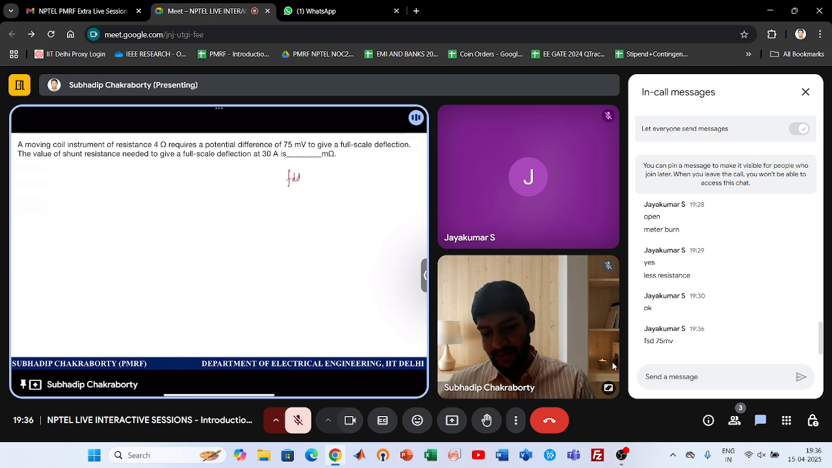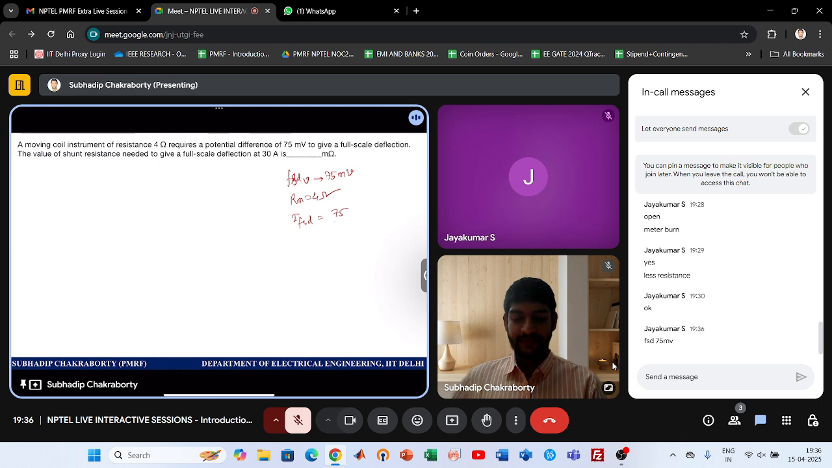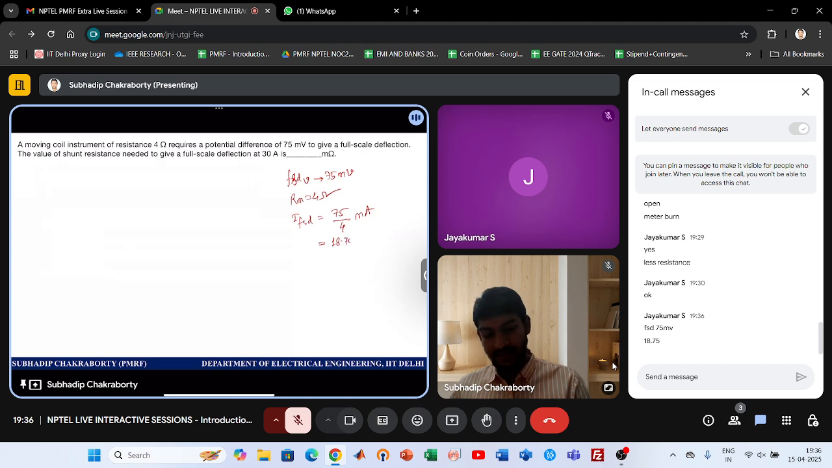Full scale deflection voltage, FSD voltage, is 75 millivolt and meter resistance is 4 ohm, which means that IFSD is 75 by 4 milliampere, whatever it comes. Agreed, right? So let me calculate how much it comes. It is coming 18.75 milliampere. So if you pass 18.75 milliampere, it will show full scale deflection. This much is clear, right?